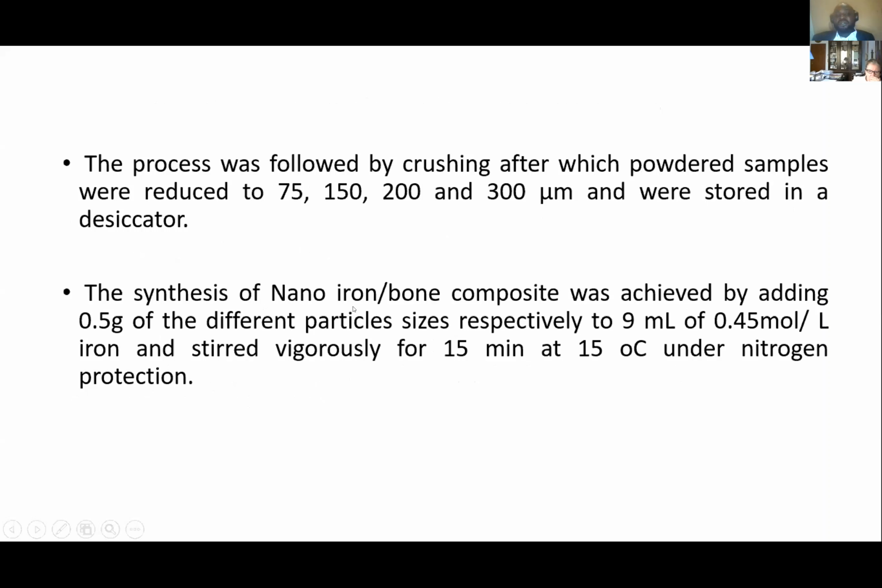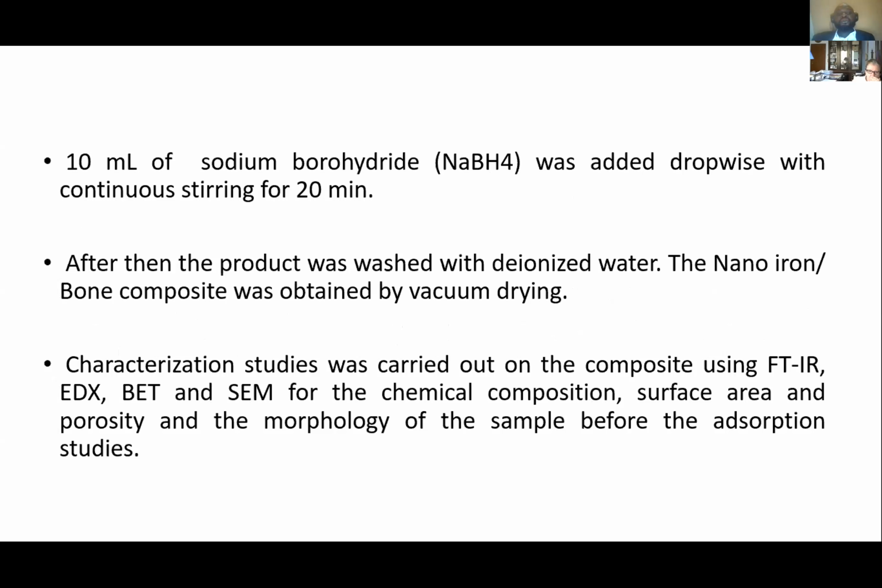The synthesis of the nano-iron bone composite will be achieved by adding 0.5 gram of different particle sizes, respectively, to 9 ml of 0.445 mole per liter iron, and stirred vigorously for 15 minutes at 15 degrees Celsius under nitrogen protection, which will be followed by 10 ml of sodium borohydride, which will be added dropwise with continuous stirring, after which vacuum drying.